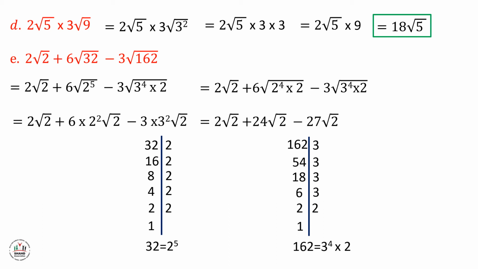Now, of course, we keep the first number as it is. 6 times 4 equals 24, so 24√2, minus 3 times 3², 3² equals 9, so 3 times 9 equals 27. So now we can write 2 plus 24 equals 26, minus 27 equals −1. −1 multiplied by √2 equals −√2. So the final answer is −√2.